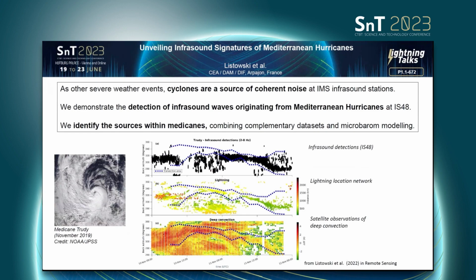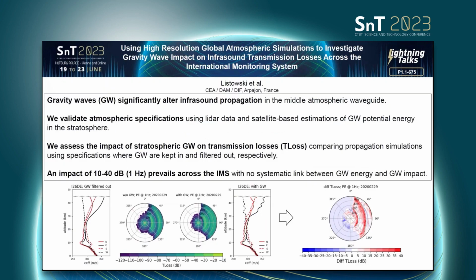And now I have another e-poster. A different topic, higher up in the atmosphere: gravity waves. As you may know, gravity waves deeply impact infrasound propagation. Here we are using simulation outputs from a numerical experiment led by Japan and Germany, the DYAMOND project, which basically runs simulations at a very high resolution without parameterizing gravity waves. And we're trying to assess, by filtering them out or keeping them in the model, what's the effect of gravity waves on transmission losses across the IMS. Thank you very much.